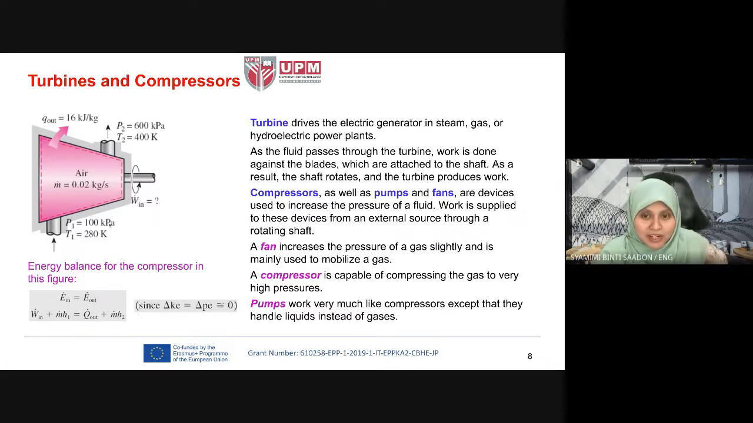So the turbine drives the electric generator. What is the function of the turbine? The turbine is very important. The turbine drives the electric generator in a steam, gas or hydroelectric power plant. As the feed passes through the turbine, work is done against the blades which are attached to the shaft. So in this turbine we produce power, we produce electricity. The shaft rotates, mechanical power, etc.